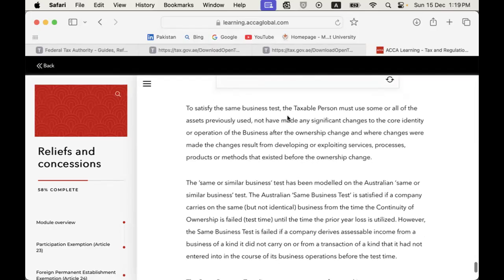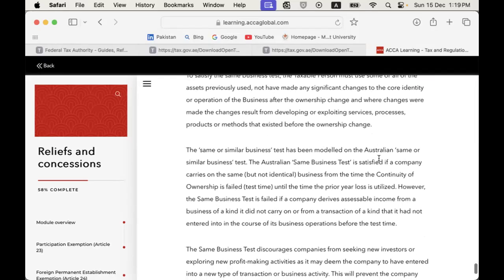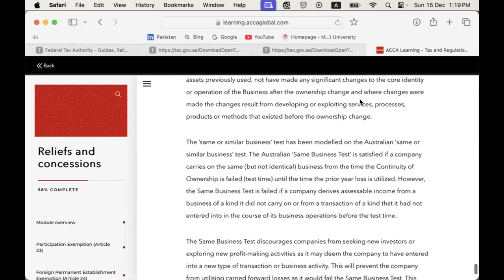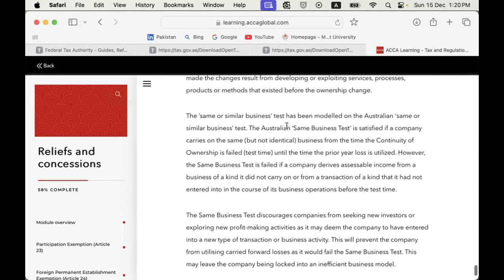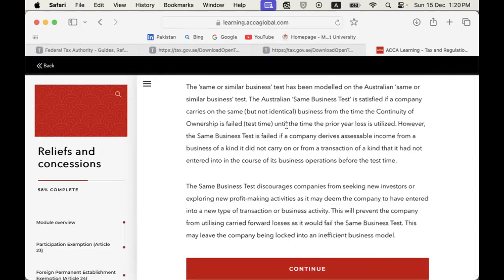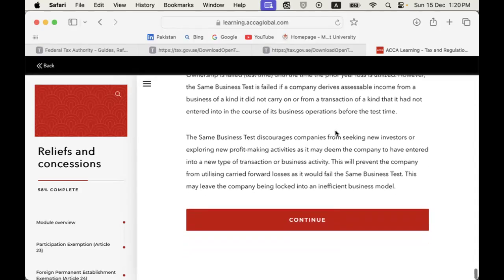To satisfy the same business test, the taxable person must have some or all of the assets previously used, and no significant changes in the core identity or operation after the ownership change. And even if there were changes made, they were from basically exploitation or exploring of services, processes, etc. So it was invention. The same or similar business test has been modeled on the Australian same or similar business test. In Australia, it is satisfied if a company carries on the same business. I think we've read enough.